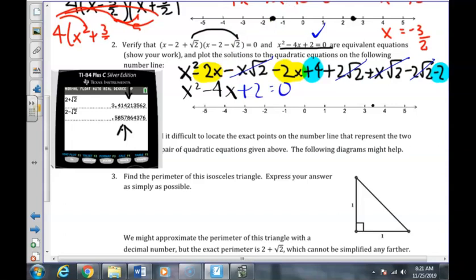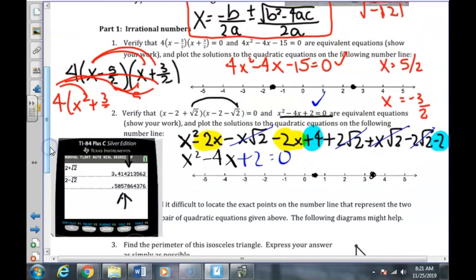3.41 will be approximately here, and 0.59 will be approximately here, okay? So the whole purpose of 1 and 2 is for us to see that we do have rational solutions as well as irrational solutions, and we can see those when we use the quadratic formula.